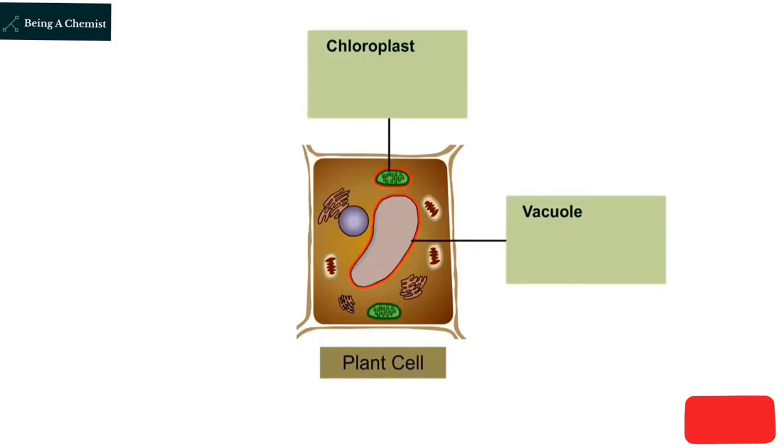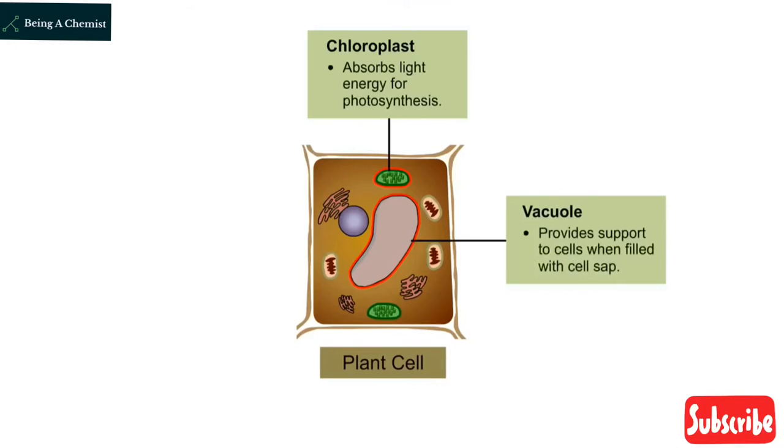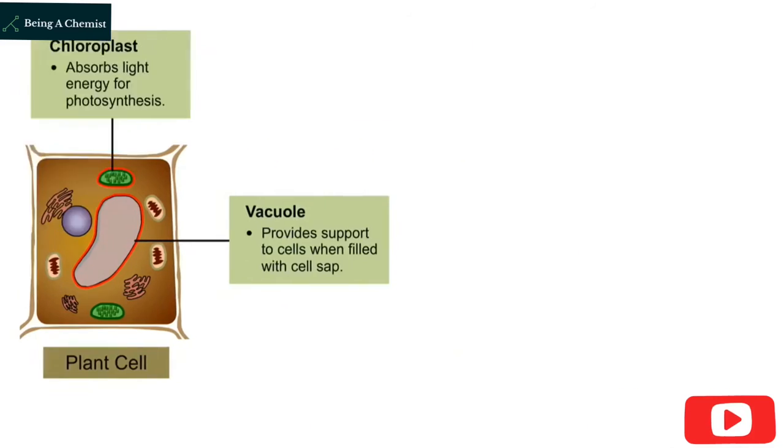Chloroplast, vacuole. These two structures are found in plant cell. Chloroplast absorbs light energy for photosynthesis, while vacuole provides support to cells when filled with cell sap.